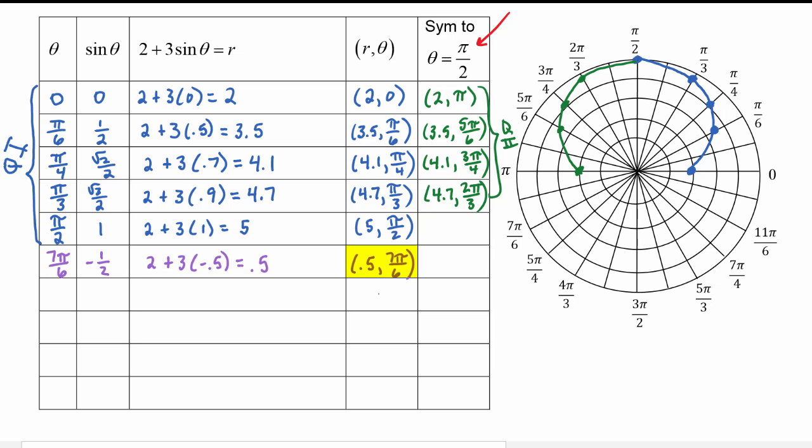So let's go ahead and do that. We've got to start at the pole. We walk out towards 7 pi over 6, a distance of 0.5, and put our point there. We can connect, again, a smooth curve.